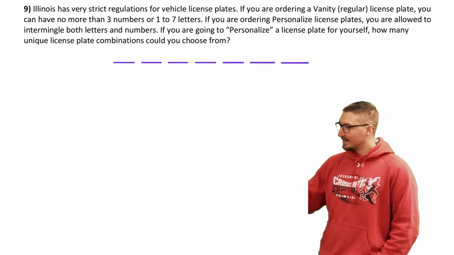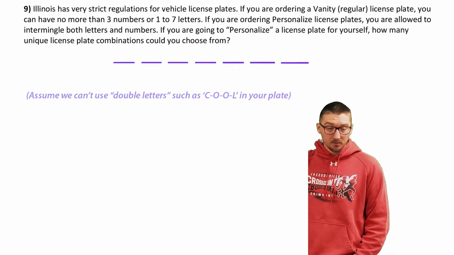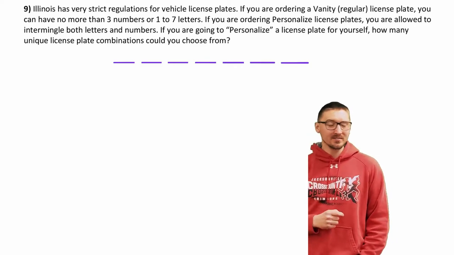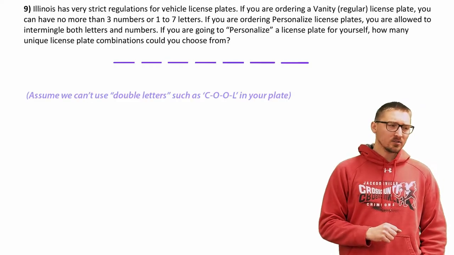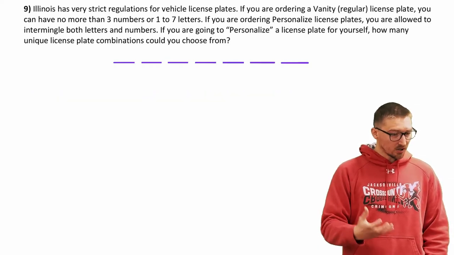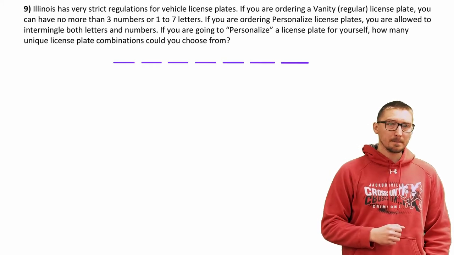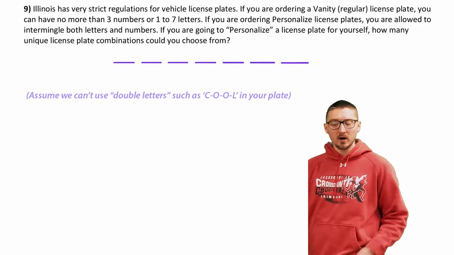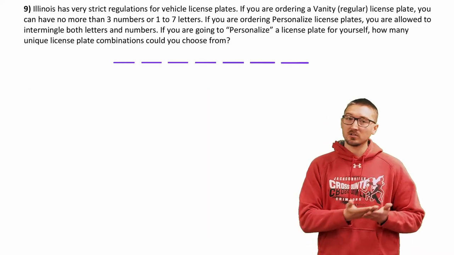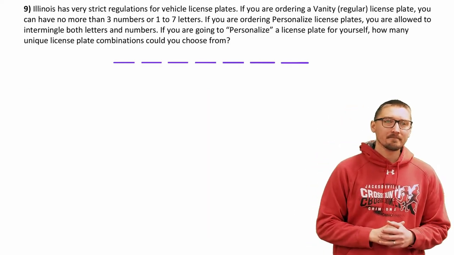And so if you have 10 digits, 0 through 9, that can be put in any spot, and you have 26 letters, A through Z, that can be put in any spot, how many things do we really have to choose from for each of these positions? Well, 10 plus 26 is 36 total options that could go in any of the license plate spots.